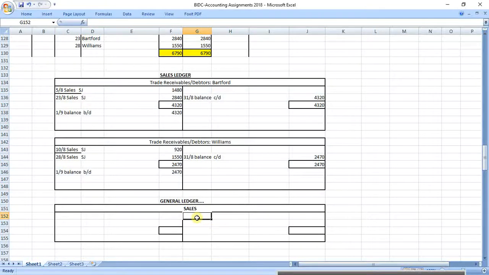So you would write the last day of the month, so 31st/8. You would write trade receivables, or you can even say total trade receivables, just to be more specific even. Total trade receivables, and we can just put the amount in, well, SJ first and then the amount. Okay, which is what we've calculated, the total.